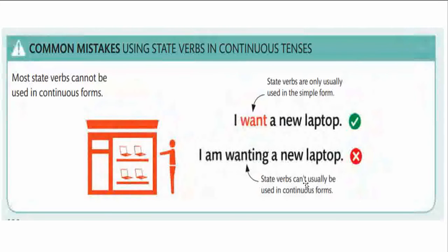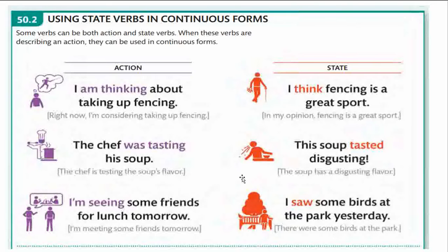State verbs can't usually be used in continuous form. Now when we say usually, we will come across certain pointers where certain verbs do play a dual role. Now, the next pointer that we have is using state verbs in continuous form.